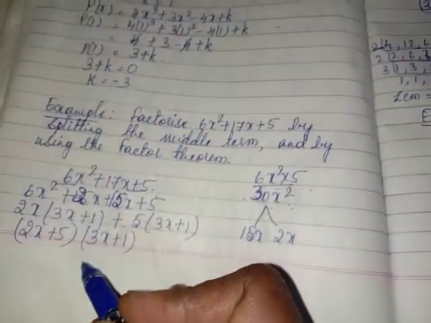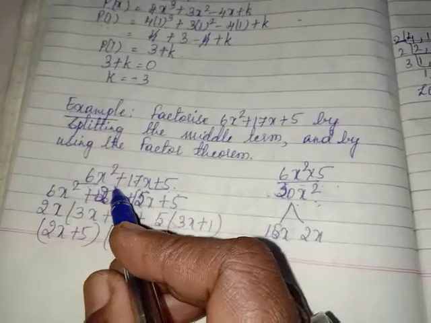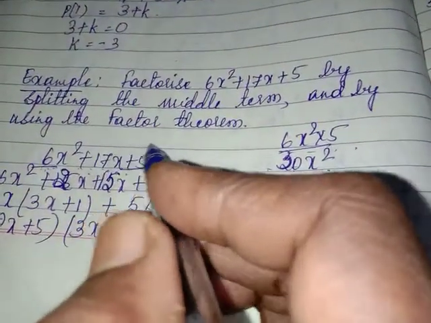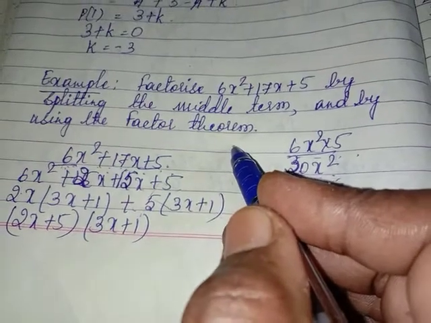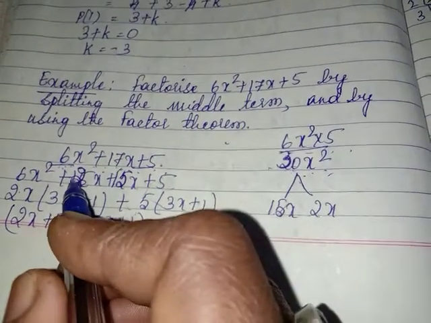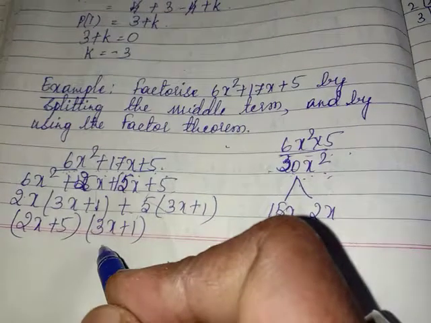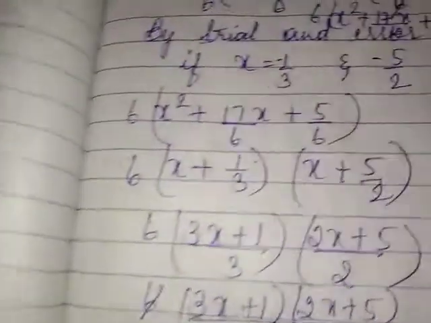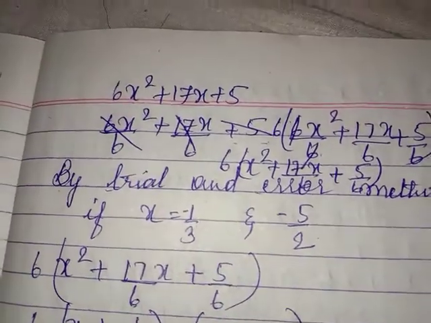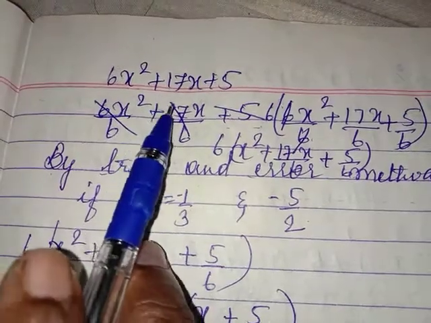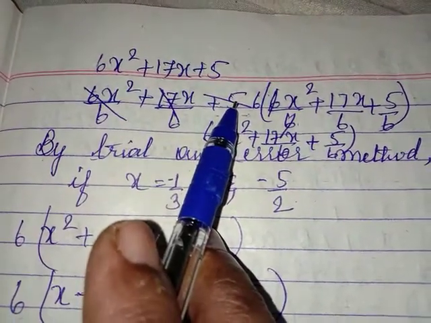Okay, children. Now the same one we have to find out through what? Using factor theorem. Understood? See, now first method, by splitting the middle term we found here. Now we have to find out by factor theorem. Okay, children. So here the same thing, you take down 6x square plus 17x plus 5.